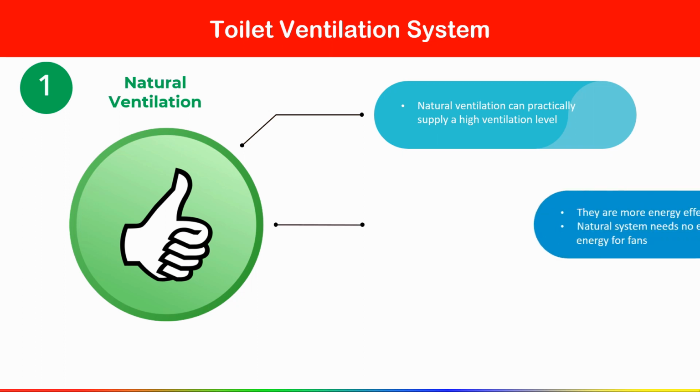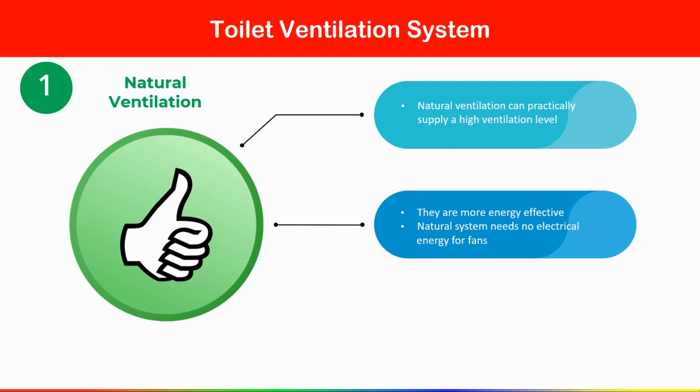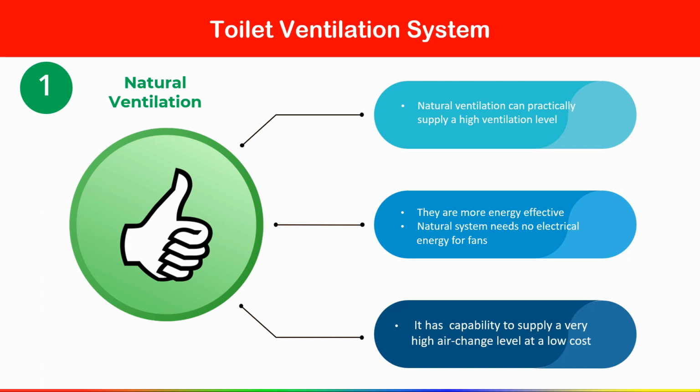Okay. Second advantage, they are more energy effective, or this ventilation system needs no electrical energy for fan, because we are not using fan here in case of natural ventilation system. So that is why this ventilation system needs no electrical energy for fan. That is why it is more energy effective. Okay. Now the another advantage is what? It has capability to supply a very high air change level at a low cost. Okay. So these are the advantages of natural ventilation system.